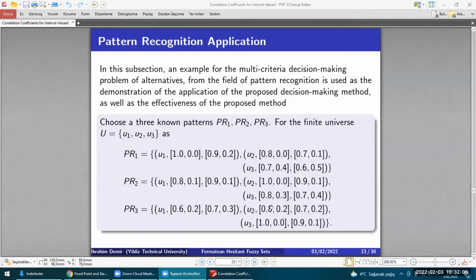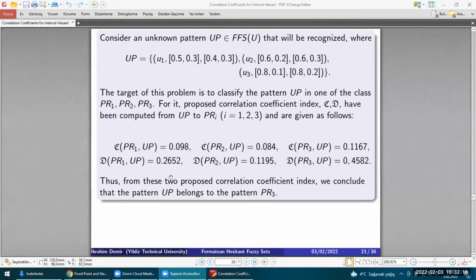Pattern recognition application. For example, if we choose PR1, PR2, PR3 and a finite universe like this, and another unknown pattern UP like this, then we determine the correlation method, and we compute from UP to PR as given in the following. Then we show that PR3 and UP are the same set because the correlation coefficient is higher than the others.